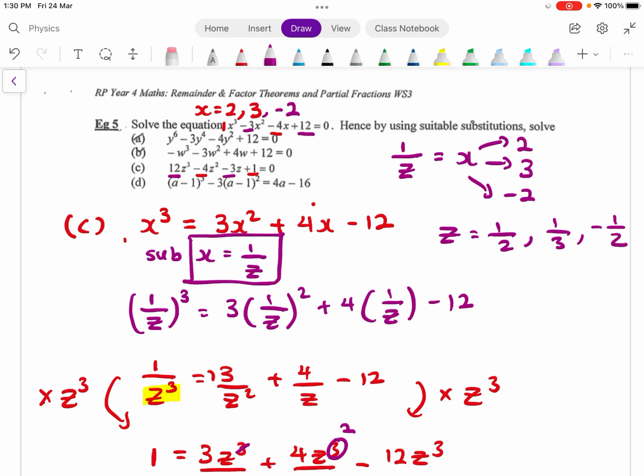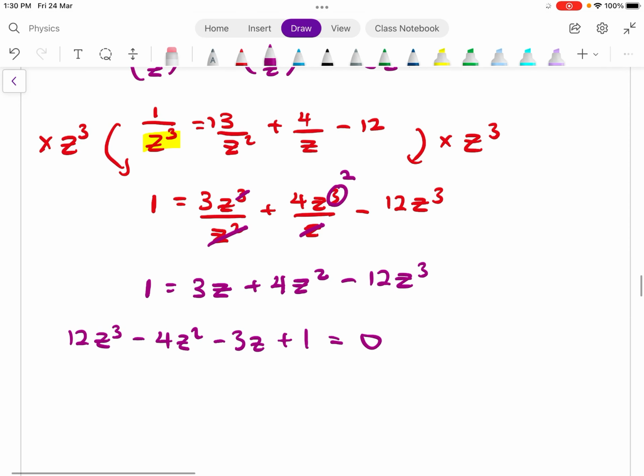So that's how we solve. Every time you encounter this question, always substitute in 1 over z. But of course, to get the so-called part C equation, you have to move the 3 terms to the right hand side. So that's how we solve.